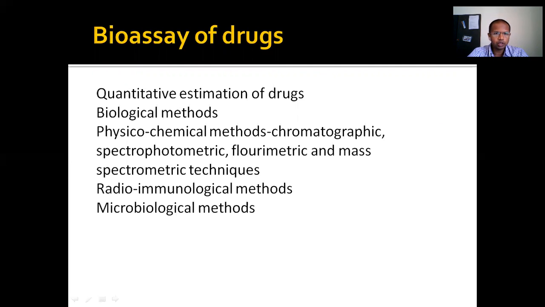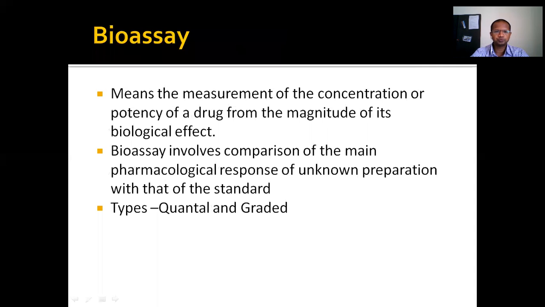That can be in the form of quantitative estimation of the drugs by biological methods, or physicochemical methods, that is chromatographic, spectrophotometric, fluorometric, and mass spectrometric techniques, then radioimmunological methods and microbiological methods. So there are various scientific methods by which we assay these responses. But today we will be understanding the basic methods of how we can do this.